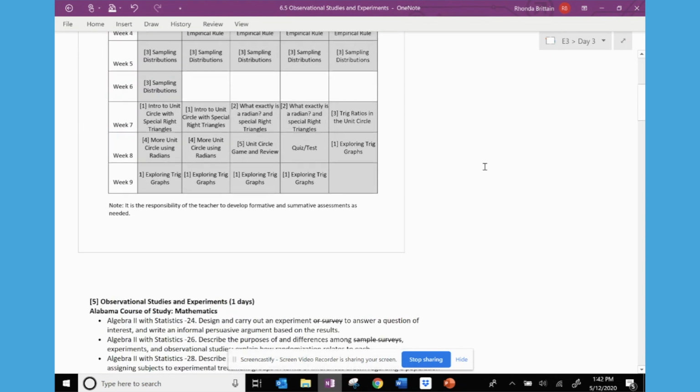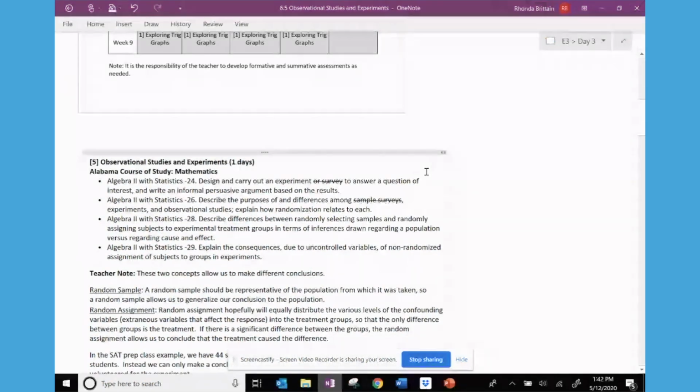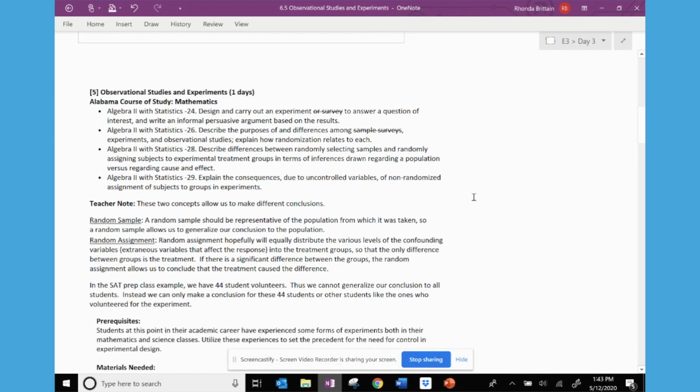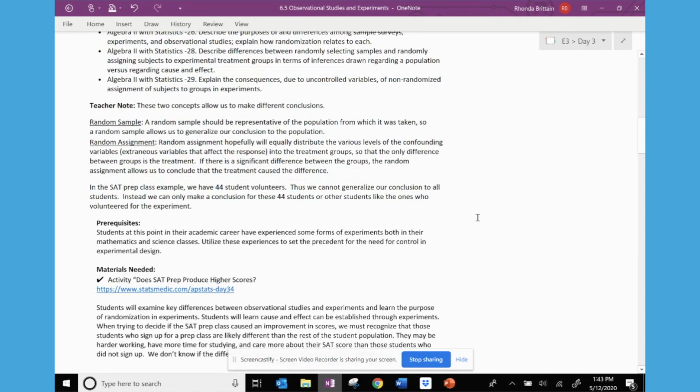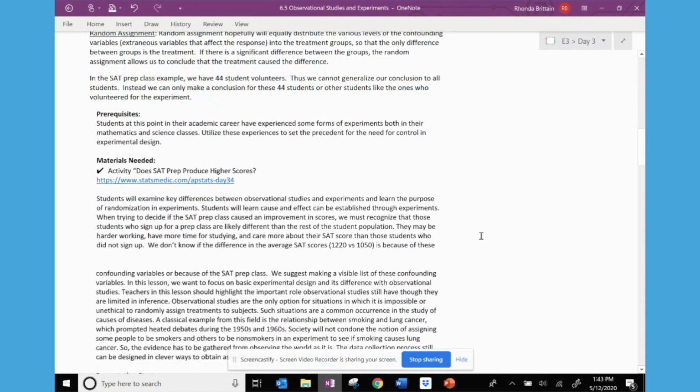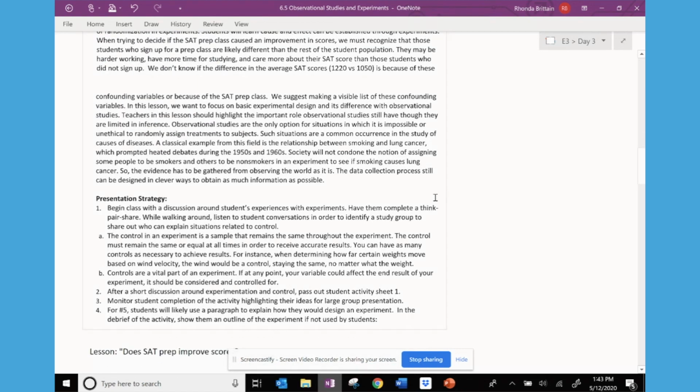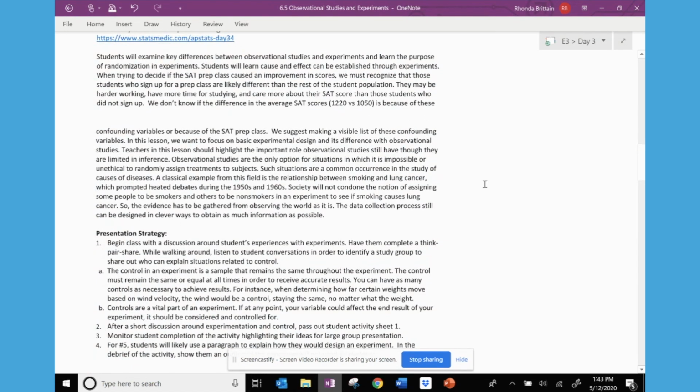When we look at the scope and sequence, we're going to see the standards that it covers, which is numbers 24, 26, 28, and 29. With all of the scope and sequence, it also will have a teacher note, any prerequisites that you might need for the lesson, materials needed, and usually there's a presentation strategy as well. So if you need some help in running the lesson, those notes are there for you.